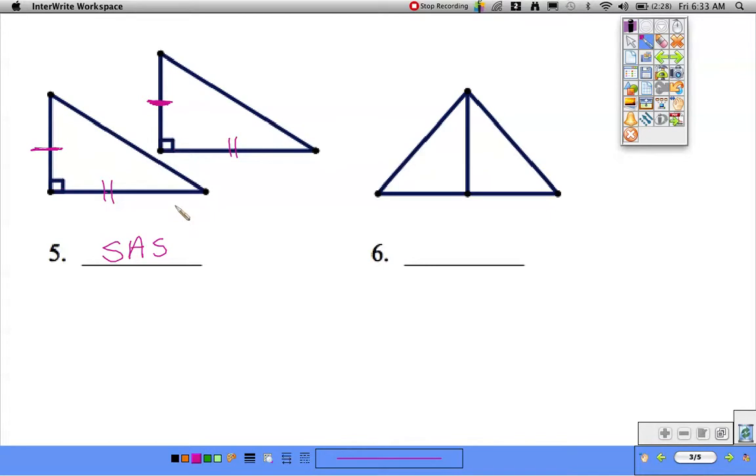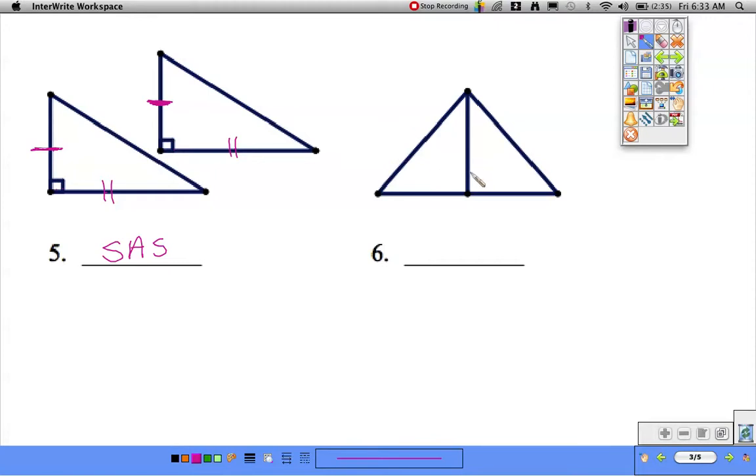Now you may be tempted to say this is hypotenuse leg because right away you see the right angle. Remember, hypotenuse leg is only used if it's an angle side side and then you have the right angle. Just because you have a right angle isn't going to make it hypotenuse leg. You still need to look for all possible combinations, and this one happens to be a side angle side.